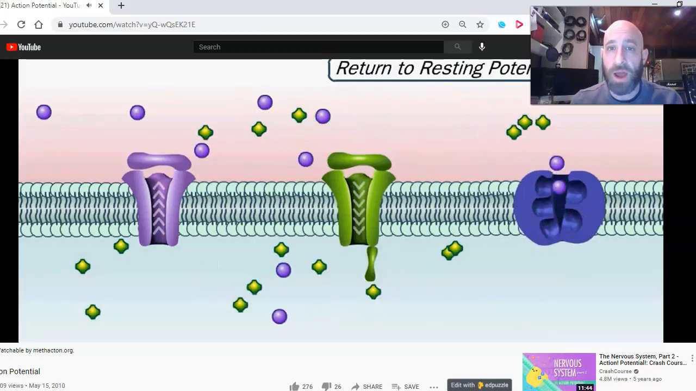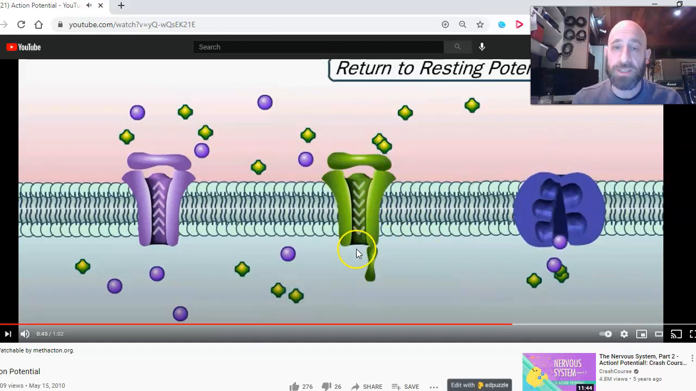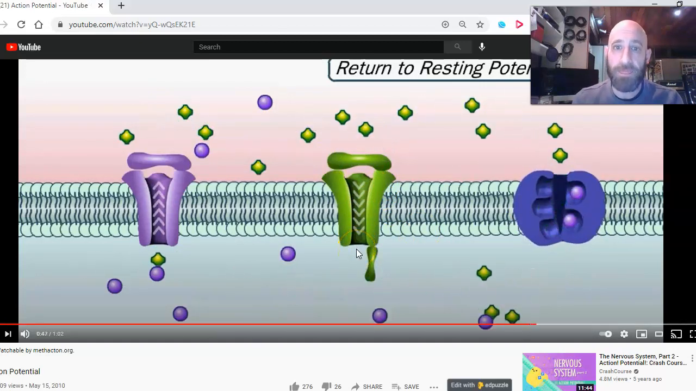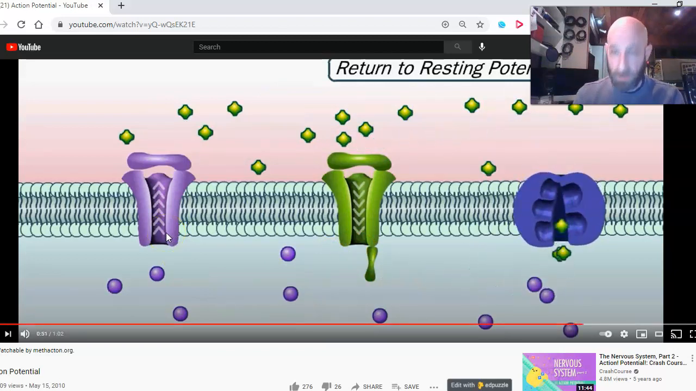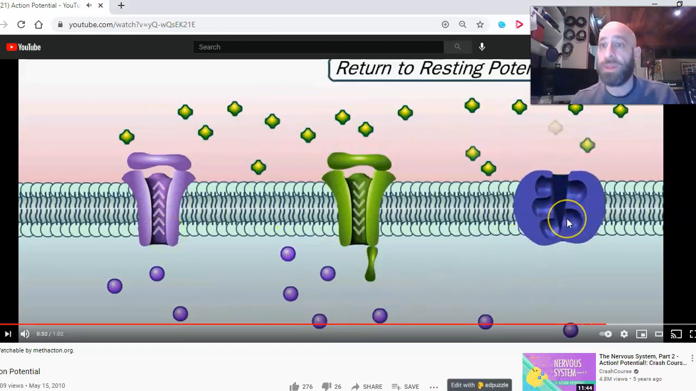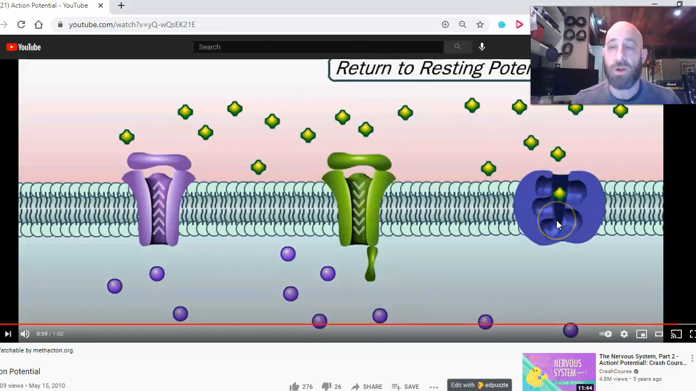So this entire process is like a seesaw. Sodium channels open first, sodium floods in, causing depolarization. And then our potassium channels open second, causing repolarization. And then our sodium-potassium pump does the work to put everything back where it belongs. And now it's at resting potential and it's ready for another impulse.